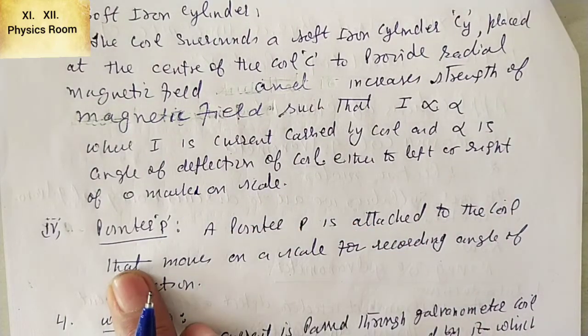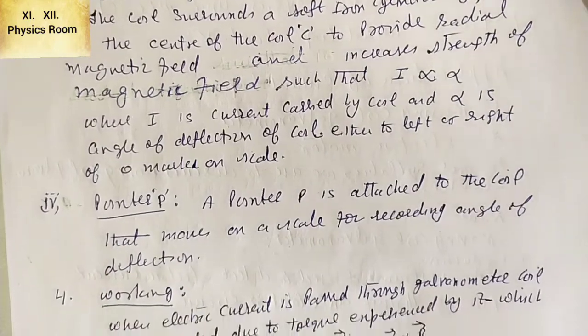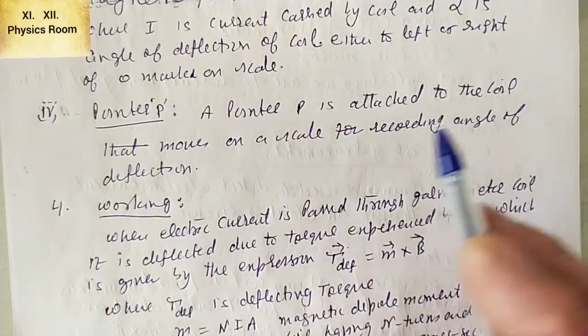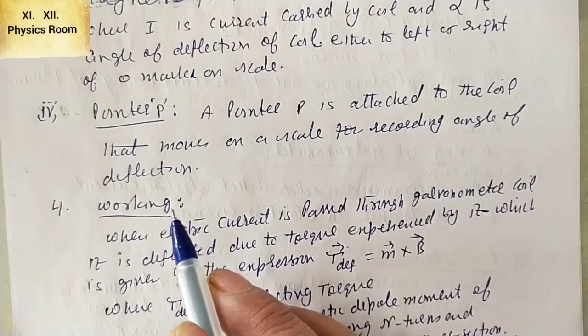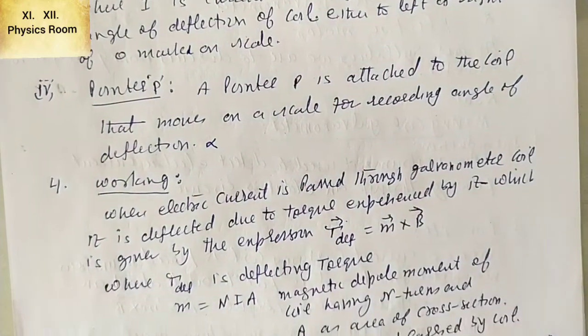The pointer P. Next, fourth part of the assembly is pointer P. A pointer P is attached to the coil that moves on scale for recording angle of deflection, alpha. Now working.